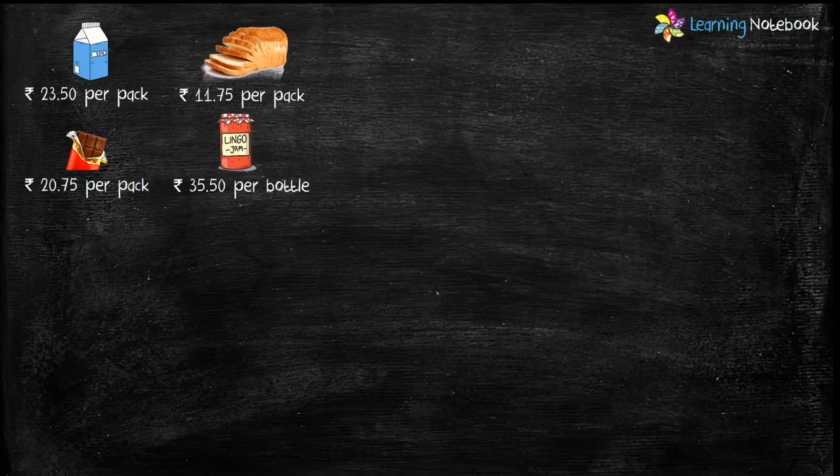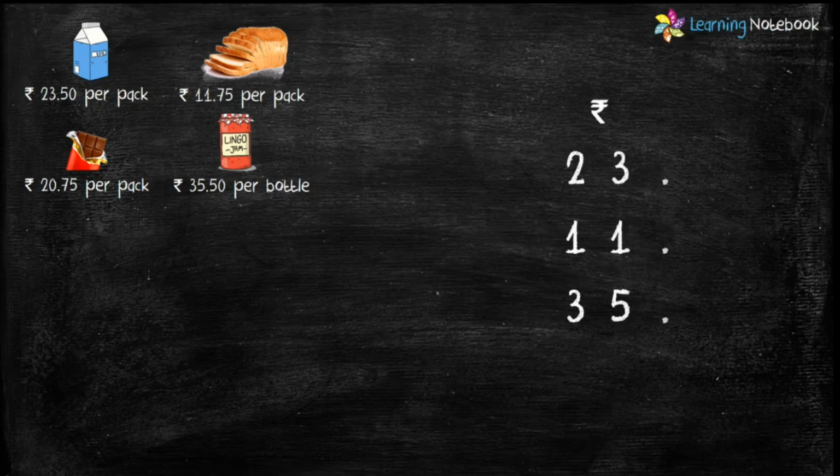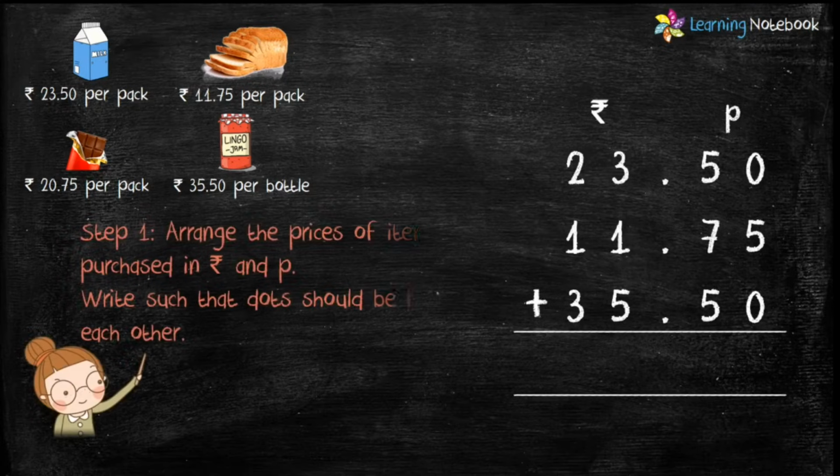To find the total amount Amit has to pay, add the cost of one packet of milk, one pack of bread and a bottle of jam. So let's arrange the prices of these items in columns. Students, make sure to write rupees under rupees column and paise under paise column. So it means write such that dots should be below each other.